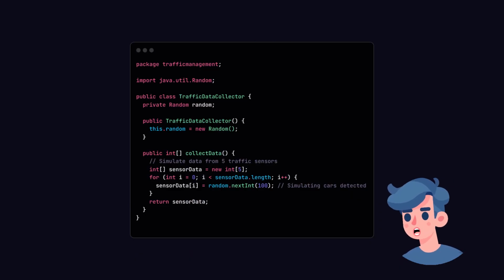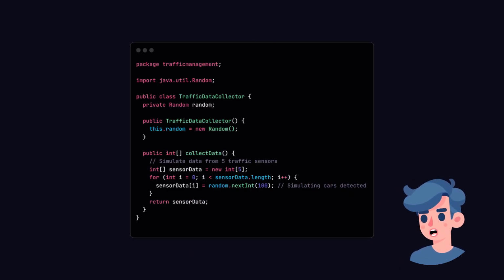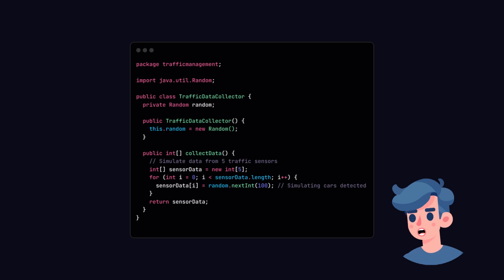First, let's structure our main class, TrafficDataCollector. This class will handle the collection of traffic data, potentially from various sensors or databases. Let's implement a basic version of this class that simulates collecting data from traffic sensors.